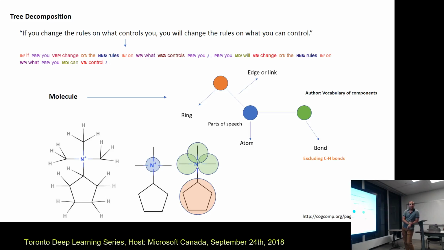The first one is referred to as a ring, and a ring is a cyclic structure. The structure I have here, the pentagon, is considered a ring. The second one is an atom, and the third one is a bond, and they also consider edges and links as part of their vocabulary.